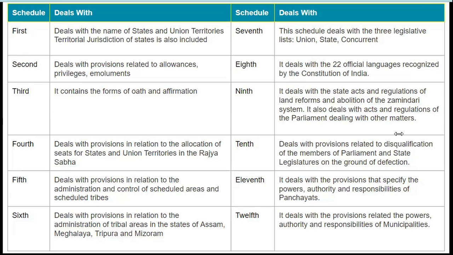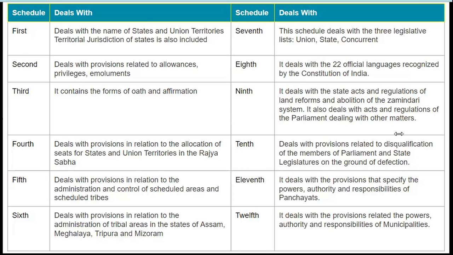And next, the third schedule contains the forms of oath and affirmation for Union Ministers of India, members of parliament, which you call MPs, and parliament election candidates, Comptroller and Auditor General, Supreme Court judges, state ministers, state legislature members, state legislature election candidates, and High Court judges, right? So the third schedule contains the forms of oath and affirmation of these categories which I have mentioned just now.